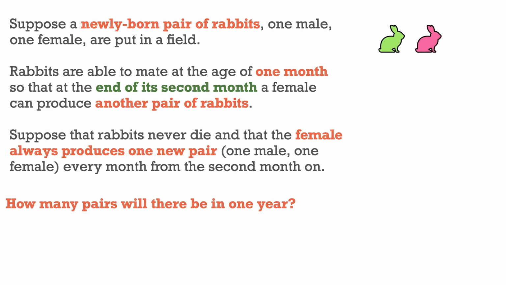Let me explain the solution now. To begin with, initially there is a newly born pair of rabbits. Also, we know that a newly born pair of rabbits, one male, one female, are put in a field. Rabbits are able to mate at the age of 1 month, so that at the end of its second month, a female can produce another pair of rabbits.